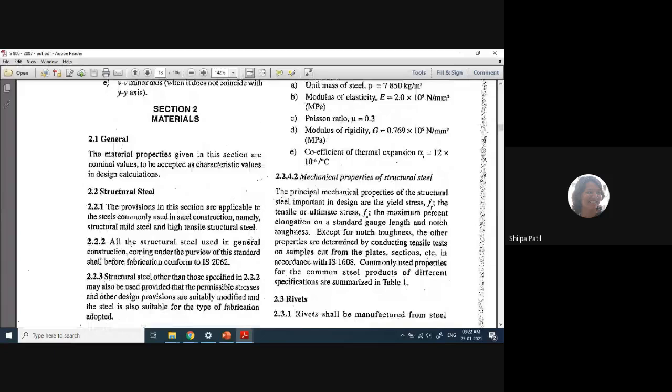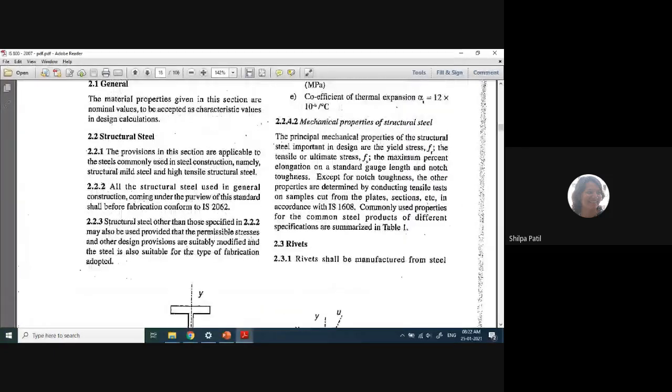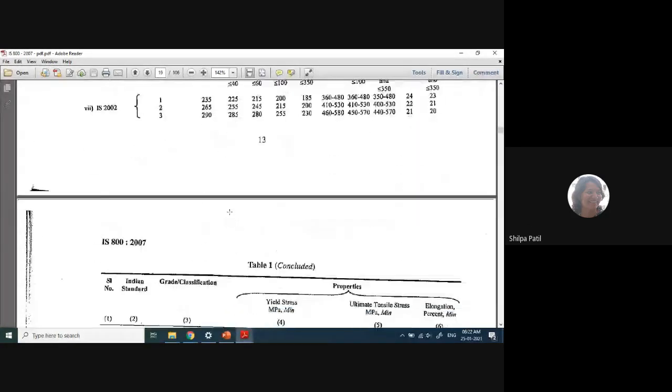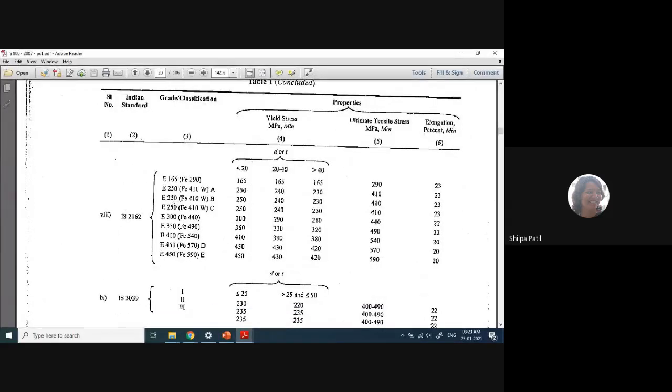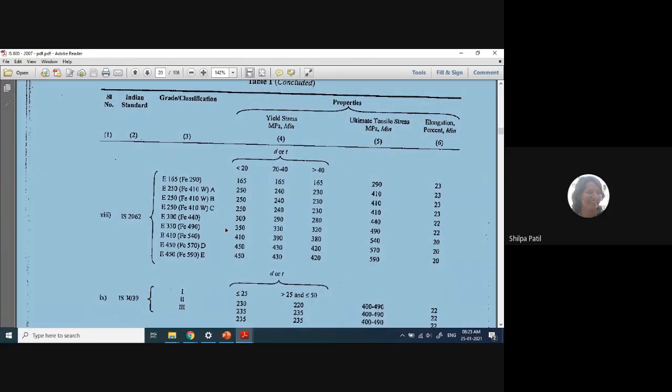See here on page number 12, clause 2.2.2: all the structural steel used in general construction coming under the purview of this standard shall, before fabrication, conform to IS 2062. And what IS 2062 says is given in table 1 on page number 14. See IS 2062, the yield value, Fy, is 250 for all three types of the section. So we are using E250, this grade of steel, as structural steel. Is it clear?